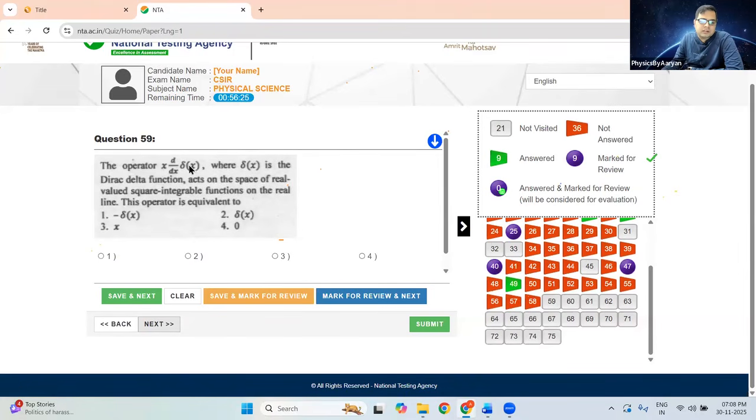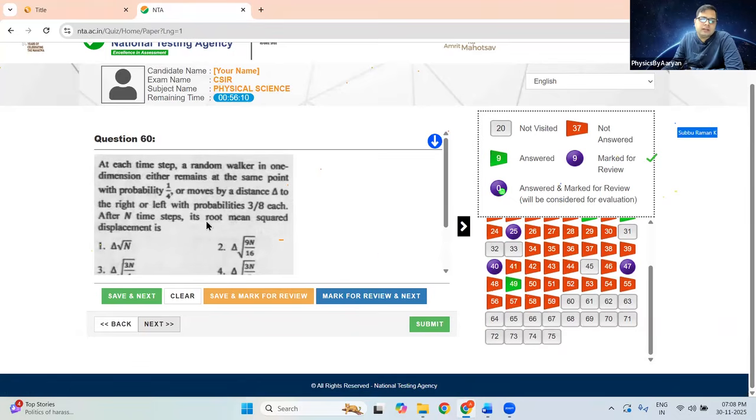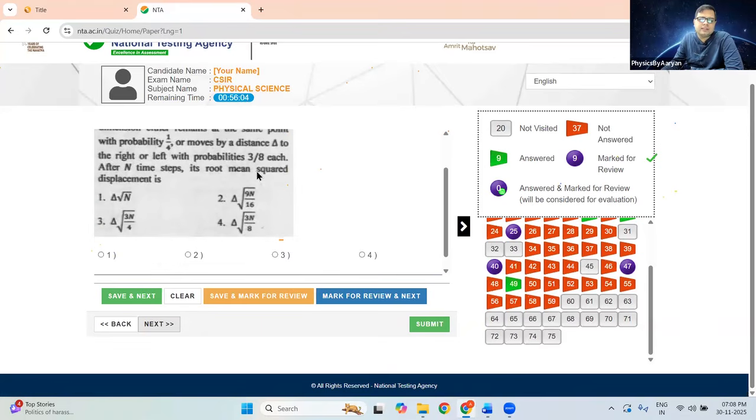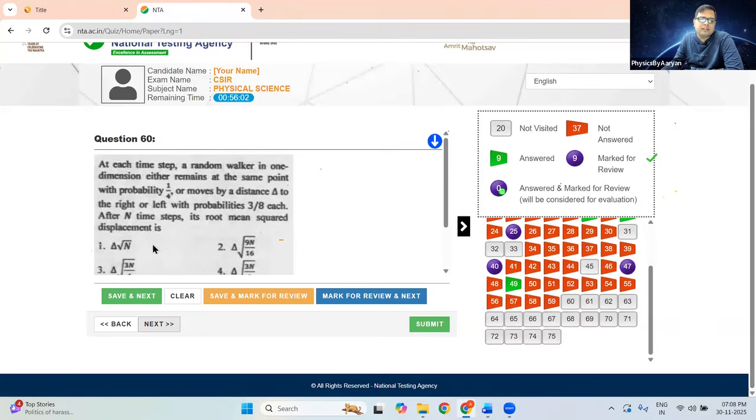Okay, Dirac delta. Do you know what is a derivative of Dirac delta? Yes, solve it. If you know the formula, you know the formula. It can be done in a very small time. Okay, next, each step, then you see this is a random walk. Random walk problems are always like you have to use some brain. Use the brain. If you get the answer well enough, you try to tick it. Otherwise, in 2-3 minutes you move on.